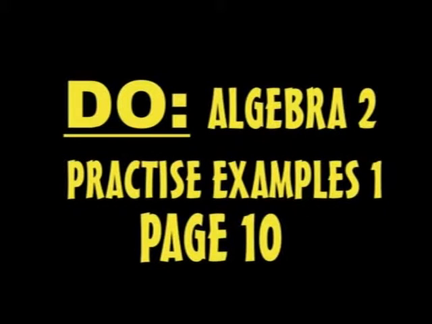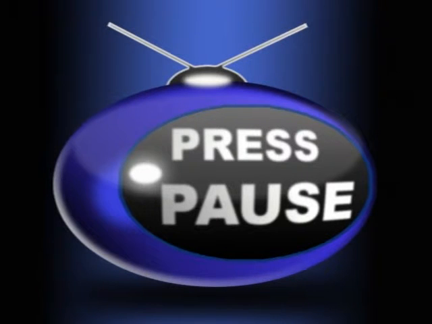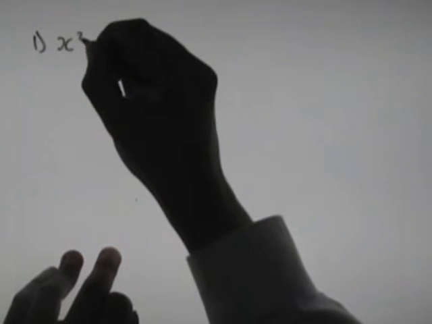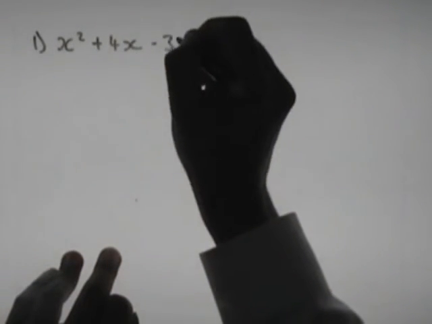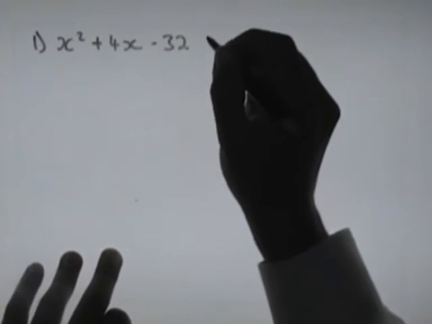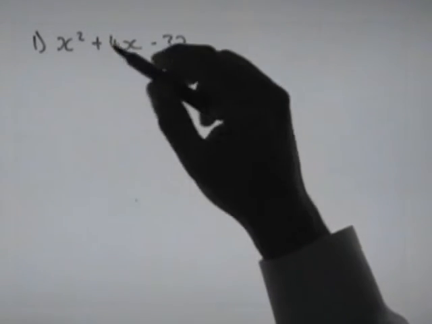I am now going to go through a few examples of factorization. The first one I gave you to do read x squared plus 4x minus 32, and I wanted you to factorize this.